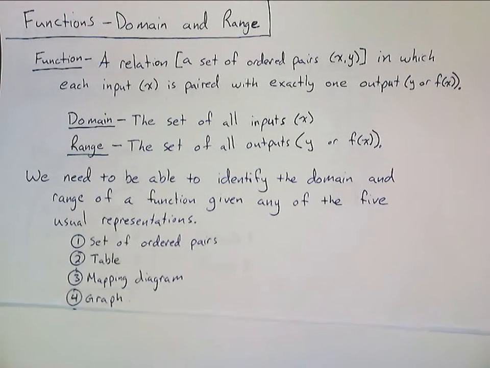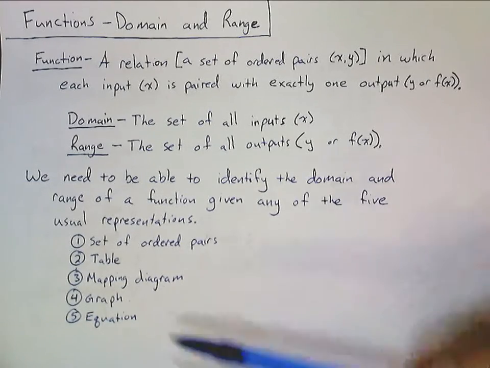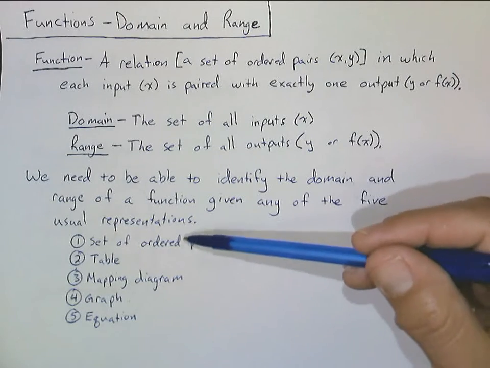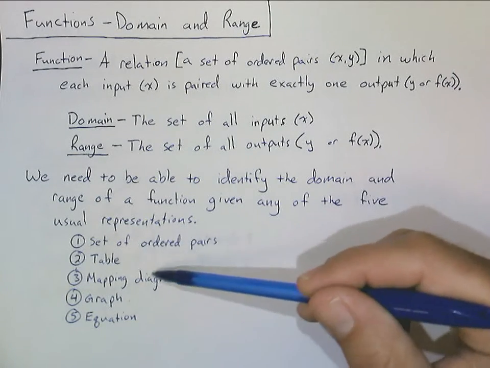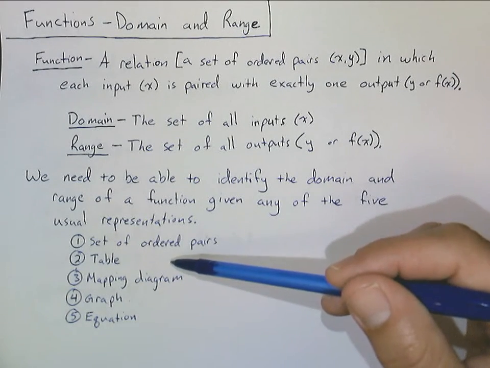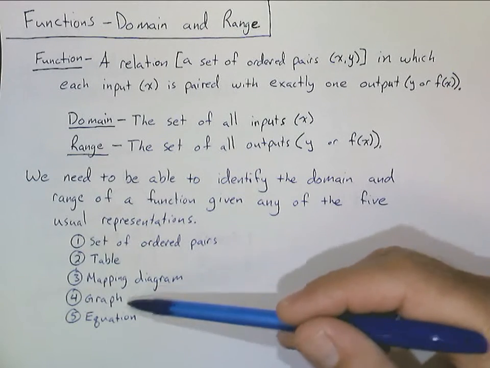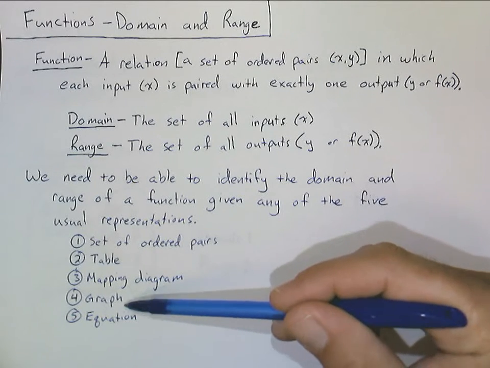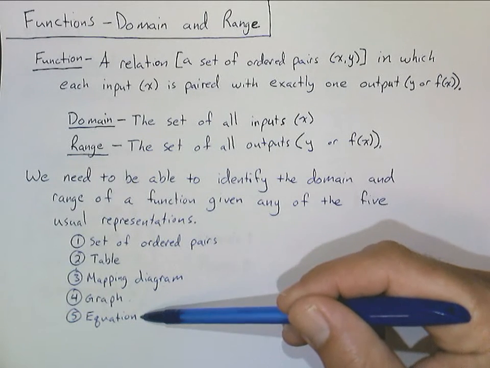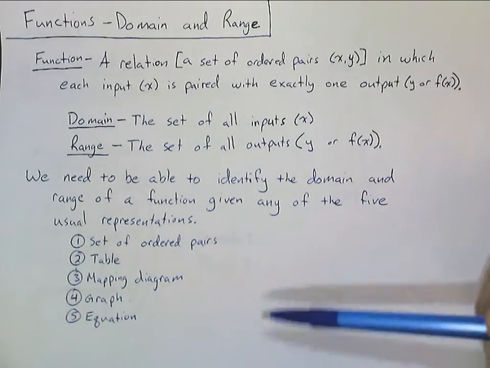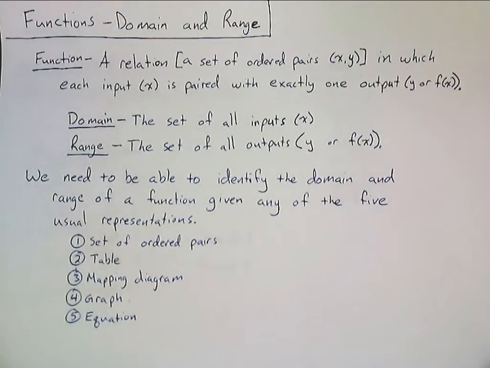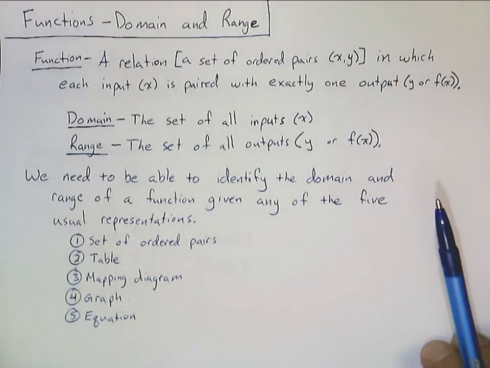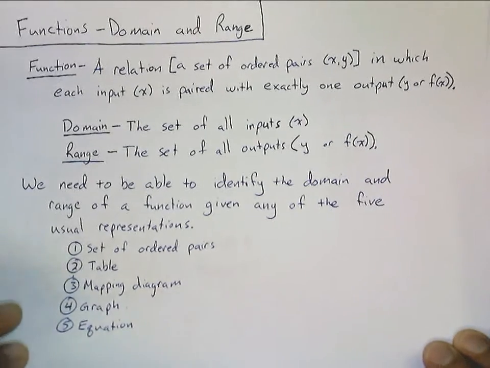So we might look at a function as a set of ordered pairs, or a table, or a mapping diagram. These 3 are really just different versions of the exact same representation. But we might also look at a graph of the function, meaning the ordered pairs x, y as points in the coordinate plane, or even as just an equation. Let's look at a couple of examples here. We'll start off with just the first 3 representations.